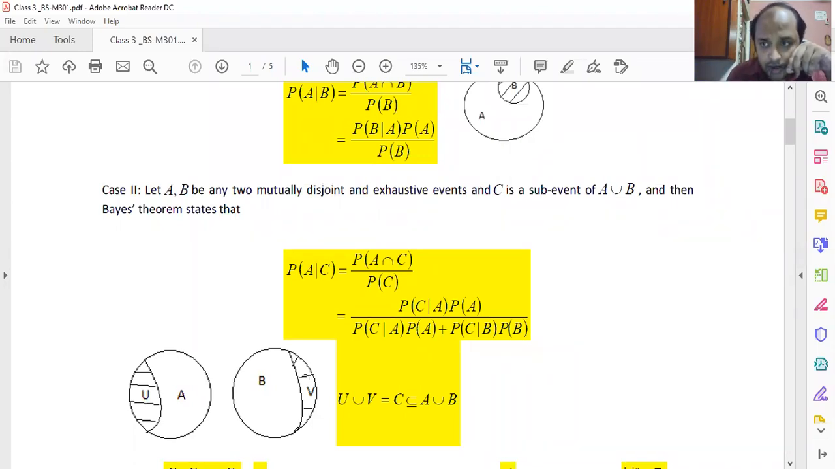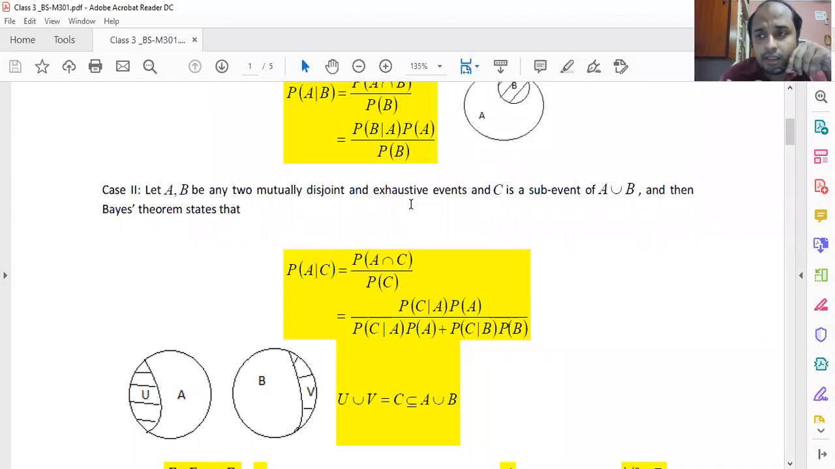Let me talk about exhaustive events. Why am I saying that capital A and capital B are exhaustive events? It is because if we combine them, meaning if we take the union of capital A and capital B, then we get the total sample space. That means the sample space consists of only these two events, no other extra events are present. So we have exhausted all the possibilities.